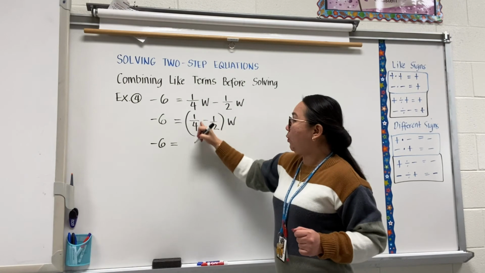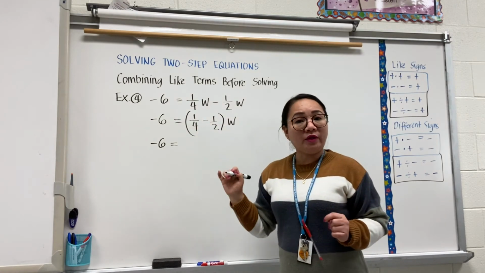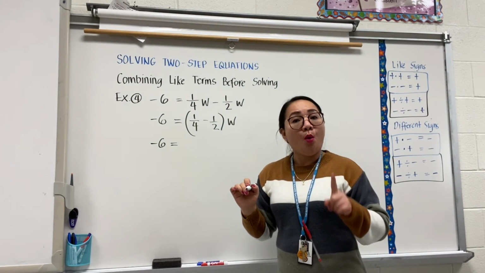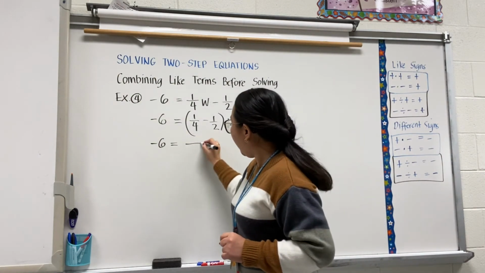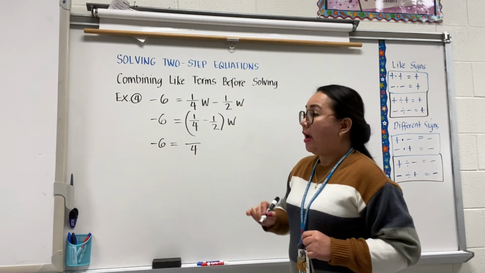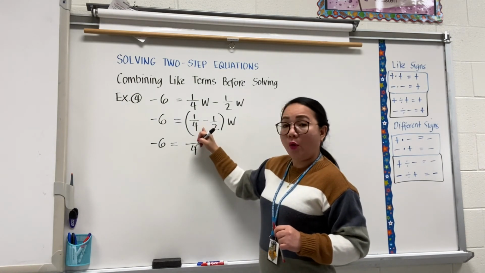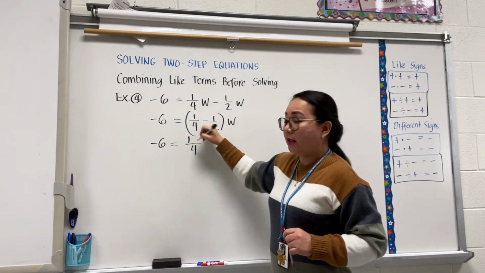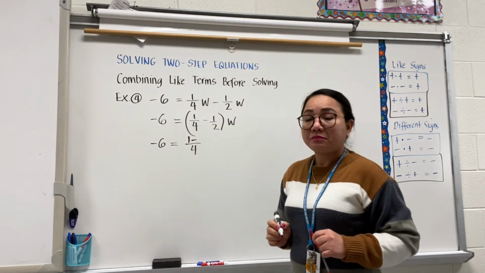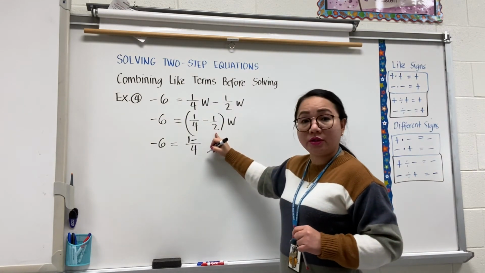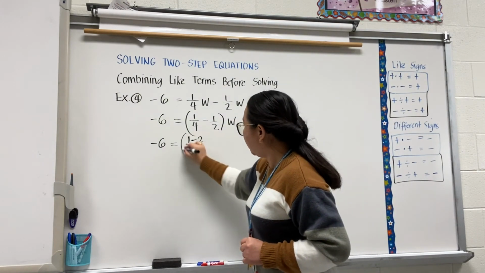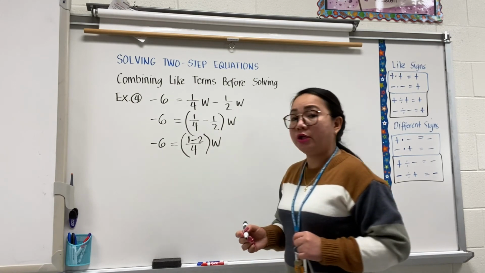And then we have here 1/4 and 1/2. They have different denominators. So find the least common denominator, which is 4. So write down 4 over here. Then divide. 4 divided by 4 is 1. 1 times 1 is 1. This is minus, so write down minus there. Then 4 divided by 2 is 2, times 1 is 2. So write down 2 and then times w.